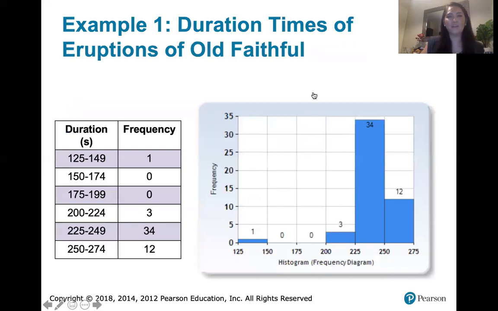So here's an example. We've got our eruption times, durations of eruptions of Old Faithful, same eruption times as before. Right away I see I've got an outlier. That one eruption time that had a duration between 125 seconds and 149 seconds. That's an outlier, because all of the other eruption times tend to be over here on the right side of the graph. There are no eruptions that last between 150 seconds and 199 seconds. As far as a measure of center is concerned, we can see that the center of the data set seems to be over here in this class. We've got 34 eruption times that were between 225 seconds and 249 seconds. So it's represented by this tallest column in our histogram. That's a measure of center.